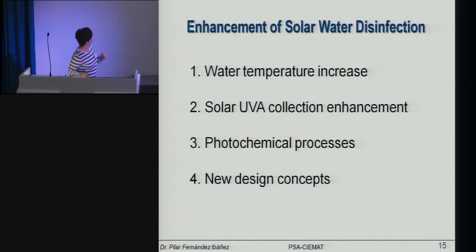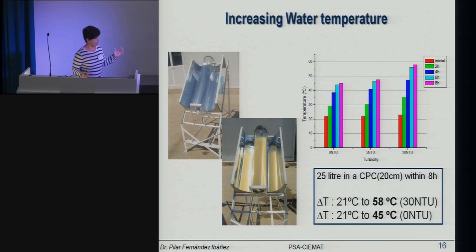Here you can see the profile of this reactor. I will explain later why it was designed like that, but it's just like a big puddle with a double parabolic mirror behind. So the idea is to collect all the diffuse UVA radiation into the tube, okay? And here, although you don't have infrared concentration or high amounts of photons, just a concentration factor of one, what you see is an increase of temperature from 21 to 58 for turbid water, 13 NTUs, and from 21 to 45. So at 45, SODIS goes really fast compared with 20, as you will see in another graph.